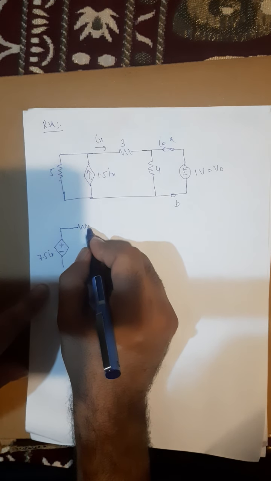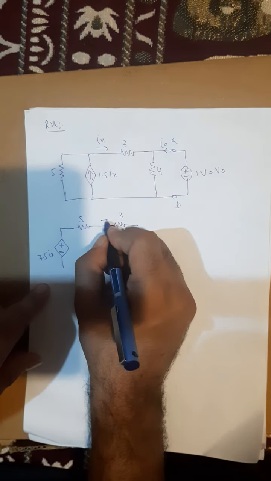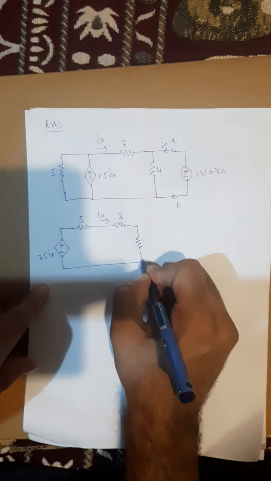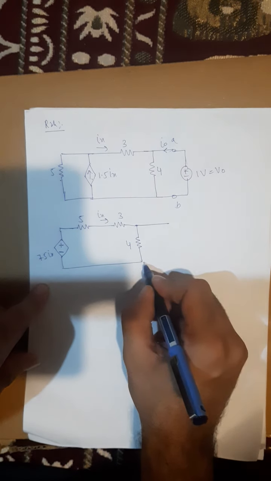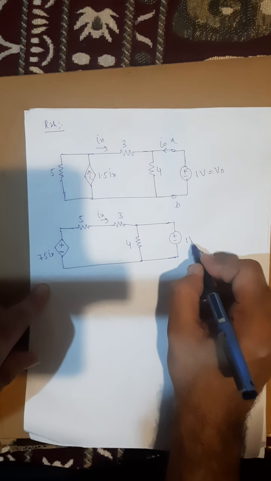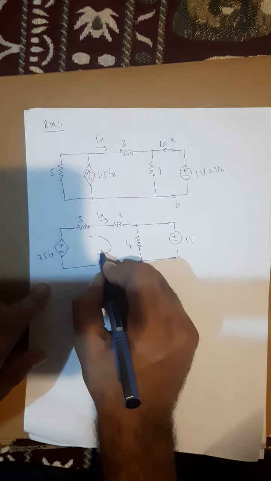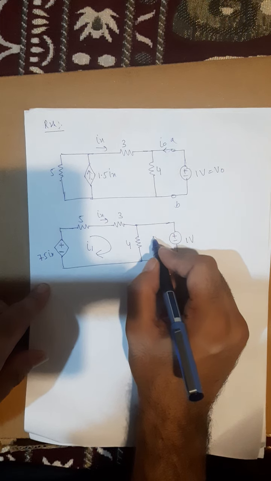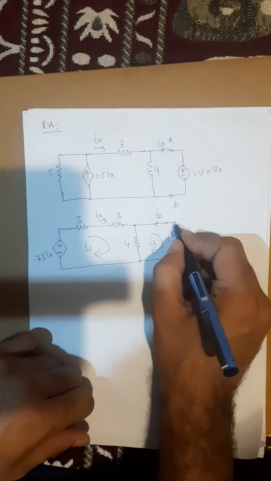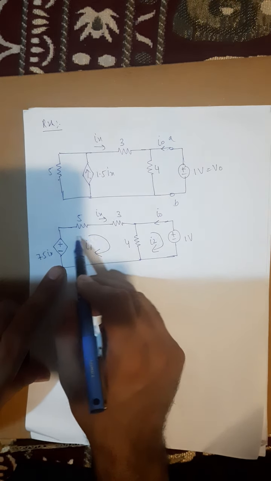This resistor is 5 ohm. Then I have another resistor, 3 ohm. The current flowing here is Ix. Then 4 ohm, and here I have a voltage source of 1 volt. Now I have two loops in the circuit. I will apply KVL in loop 1. Suppose this is I1 and the current here is I2. Here the current I naught was flowing, because this is the positive terminal, the current will flow in this direction.